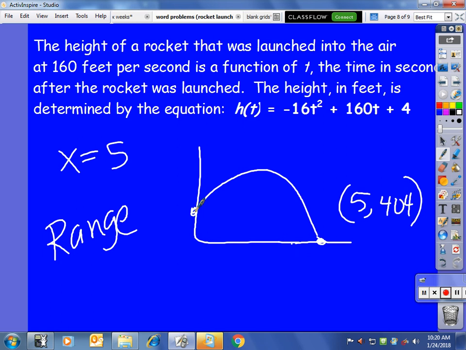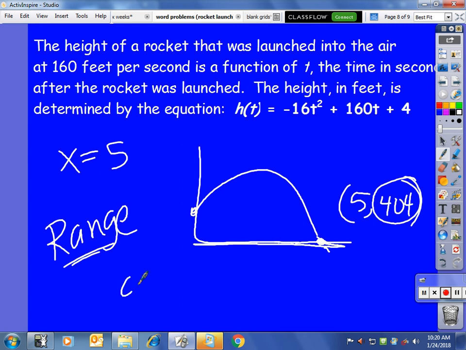What is the lowest y value I'm ever going to have? 0. That's when it landed on the ground. It's not going to burrow into the ground forever. It doesn't have arrows like the ones we've been doing. Okay, so my lowest height value is 0. That's right here when it landed, right? Now, what's my highest y value? 404. We just found the highest y value.